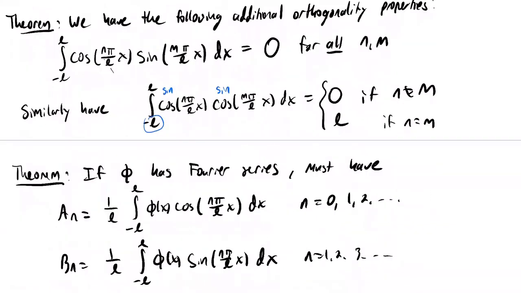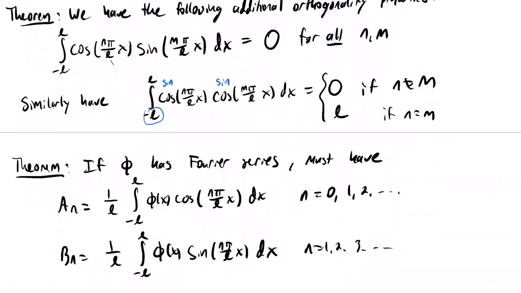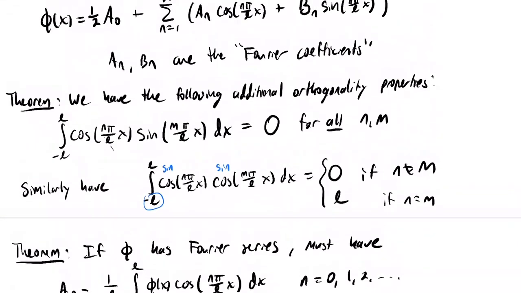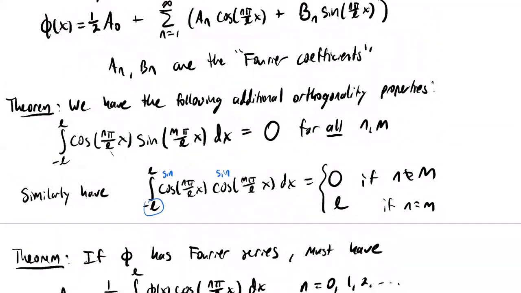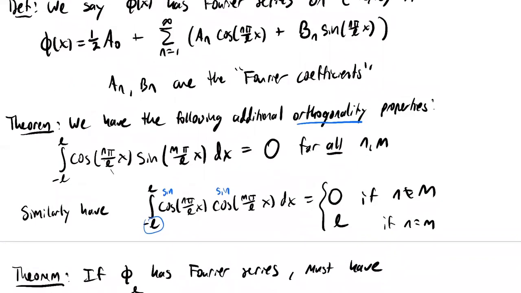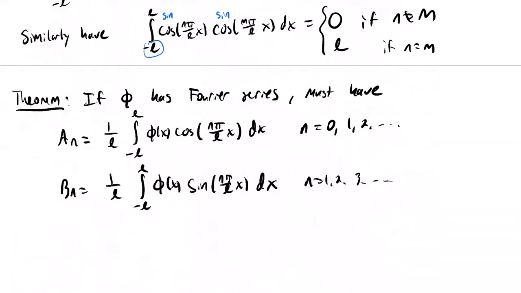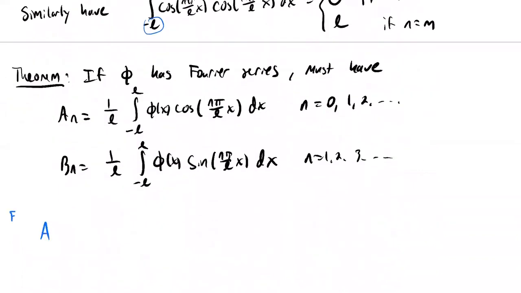Right, and so how do you find these formulas? Well, these formulas are derived in exactly the same way as for the cosine and sine series because we have the crucial orthogonality relations. So let's say, for example, I wanted to find a_n. Well, let's integrate my function phi of x from negative L to L against this cosine term, against cosine of n pi over L times x dx.